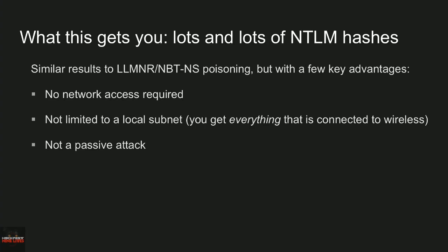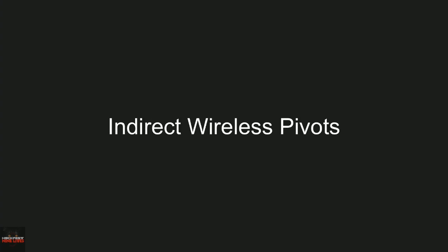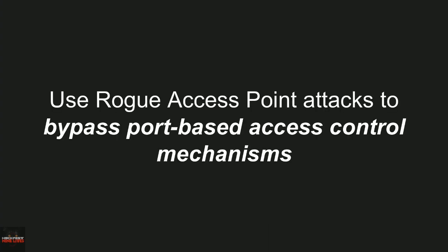It's also not a passive attack. You're not waiting for LLMNR NBT-NS requests or similar to show up on the network. You're forcing this to happen. So back to our little scenario we were talking about. We can actually build off this to do the second new thing that we're going to introduce today, and that's the indirect wireless pivot. So you can use this to bypass port-based access control mechanisms on these networks that we pretty much spent the first part of this talk talking about.